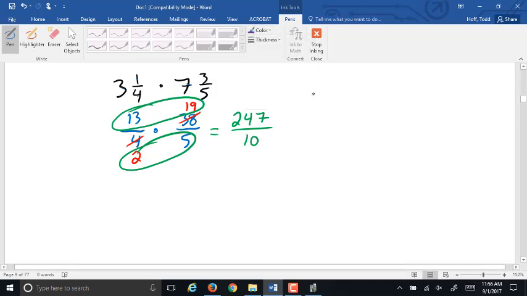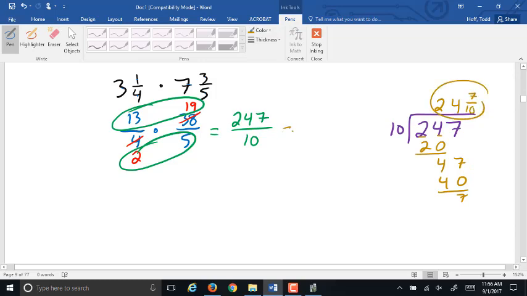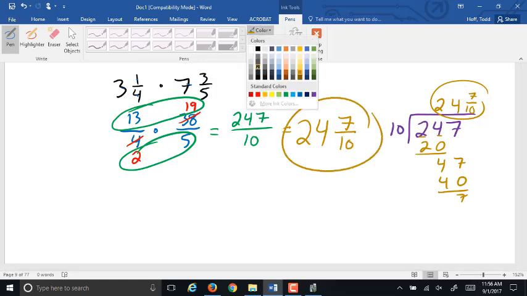Now we do have an improper fraction that has to be reduced to a mixed number. Again, I'm going to do it out as a division remainder just to make it more visual. 10 does not go into 2, but it does go into 24 twice. 2 times 10 is 20. We subtract to get 4. Bring down the 7. 10 goes into 47 4 times. 4 times 10, 40, there's 7 left over, so that is 7/10. So this is 24 and 7/10.